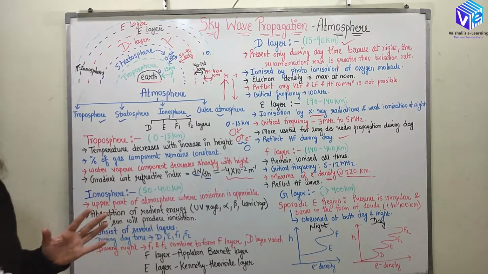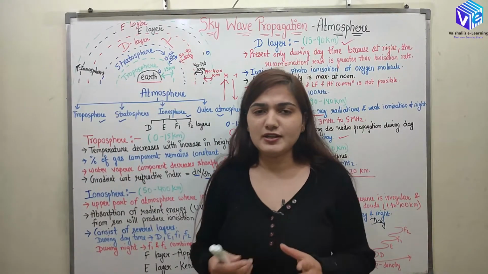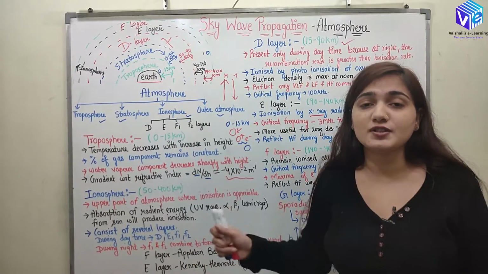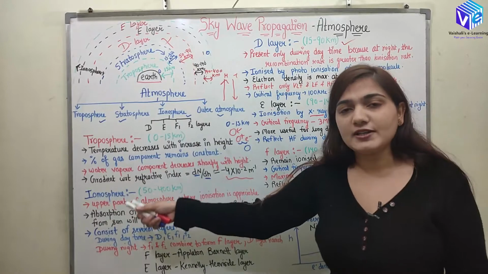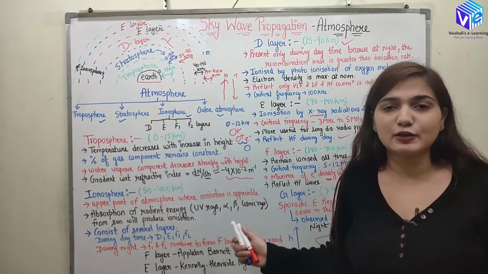Coming to the ionosphere, we are skipping the stratosphere because for sky wave propagation we need not understand the stratosphere in detail. We are coming to the ionosphere, which is a very important part for sky wave propagation. So what is the ionosphere? The ionosphere is present from 50 to 400 kilometer.